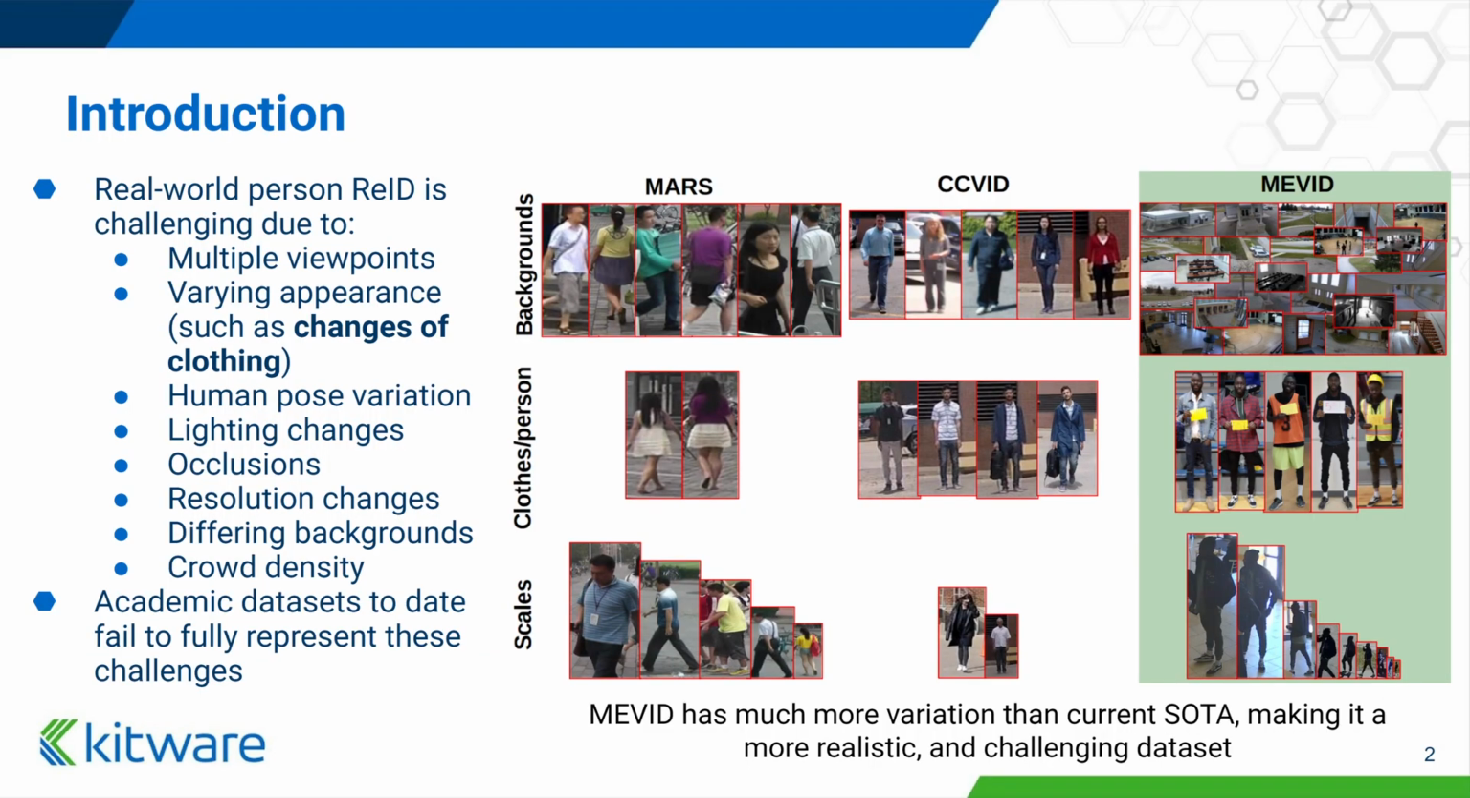Real-world person re-ID is challenging due to multiple viewpoints, varying appearance, such as changes in clothing, human pose variations, lighting changes, occlusions, resolution changes, differing backgrounds, and high levels of crowd density. Academic datasets to date fail to fully represent these challenges. MEVID fills in this gap.